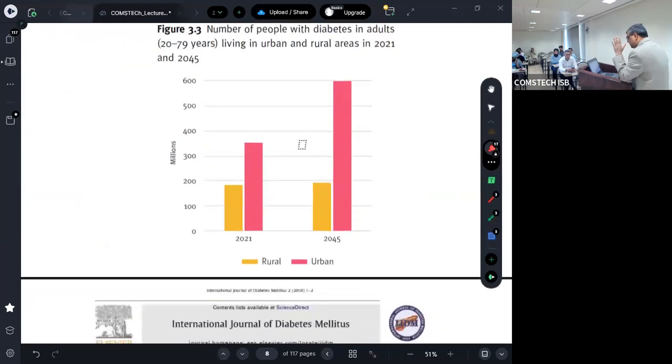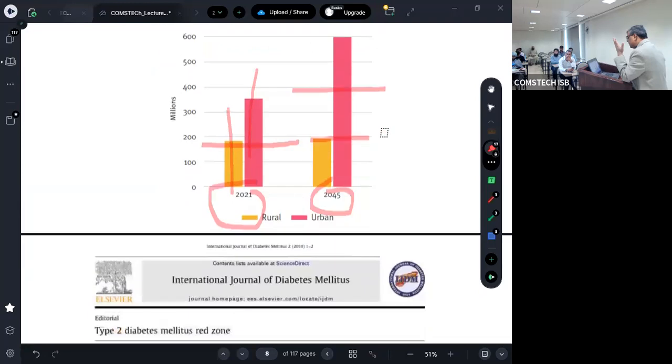However, you see here in 2021 and 2045, the yellow line is rural people, the village, and this is urban people. Urban people are more susceptible and more vulnerable to diabetes. It is almost double, but by 2045 it will be triple. So urbanization makes people more prone to diabetes.